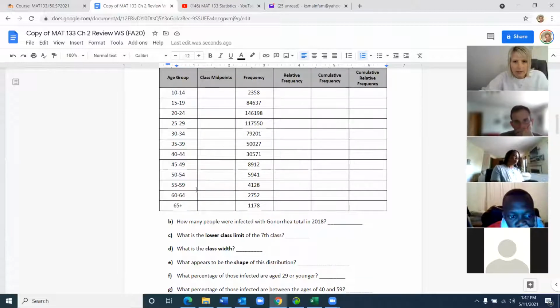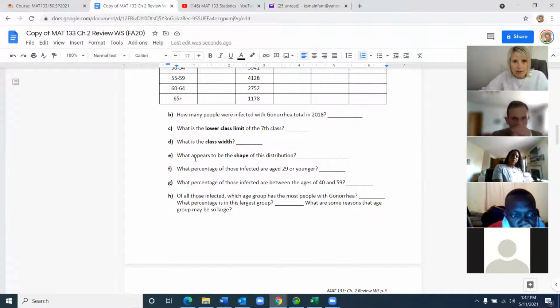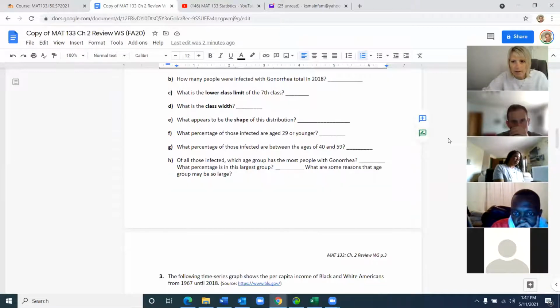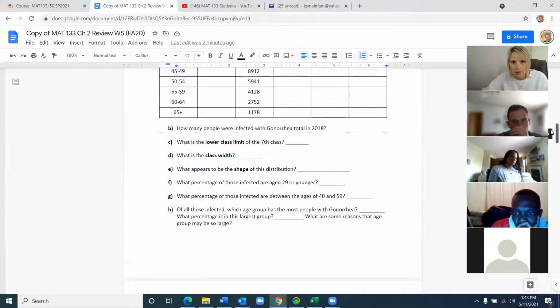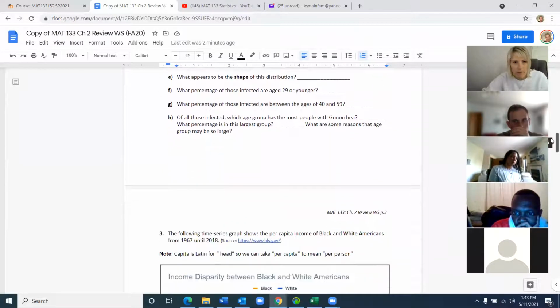And then once we have that table filled out, I'm asking you some questions about total number infected in 2018, some lower class limits, the class width, the shape. And we're going to talk about those items again today in the worksheets. Anybody in a live session have any questions so far on question number 2 that they can look over and think of that they might have?